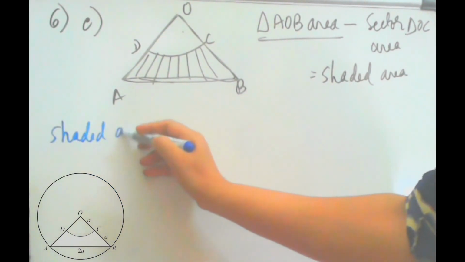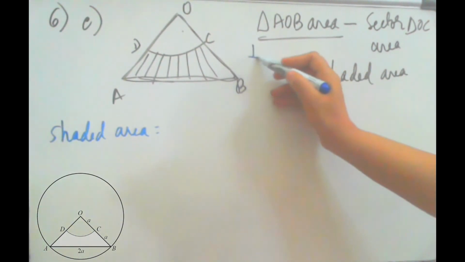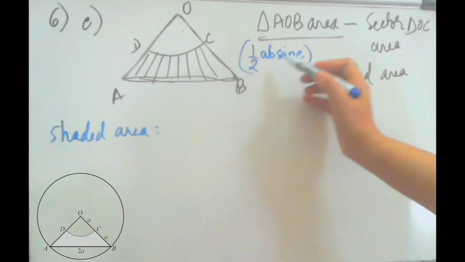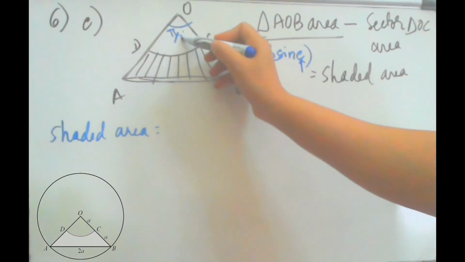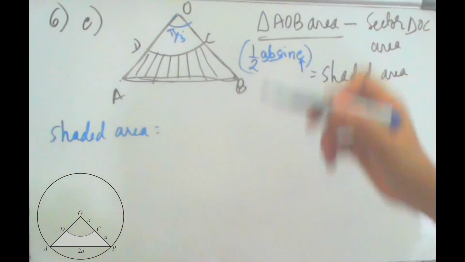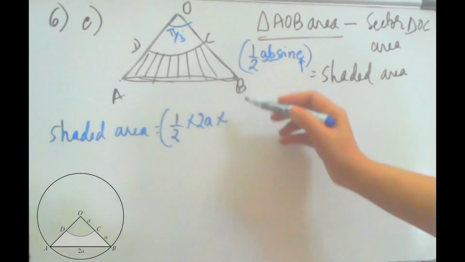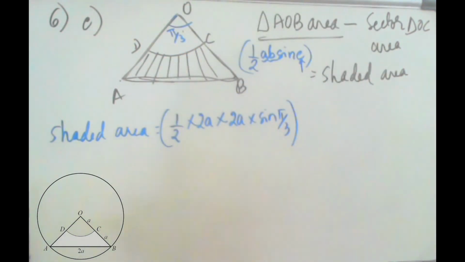So let us write shaded area is equal to the triangle AOB area. So what is the formula for area of a triangle? We know two formulae. One is half base into height, and the second one is the trigonometric formula, which is half ab sine C. So a and b are any two sides of the triangle, and C is the angle included by the two sides. Now we know this angle as pi by 3. So the sides we select will be OA and OB. So this area becomes half into a, which is 2a, into b, the another side OB, which is also 2a, into sine of pi by 3. That is the area of the triangle AOB, minus the area of the sector ODC.